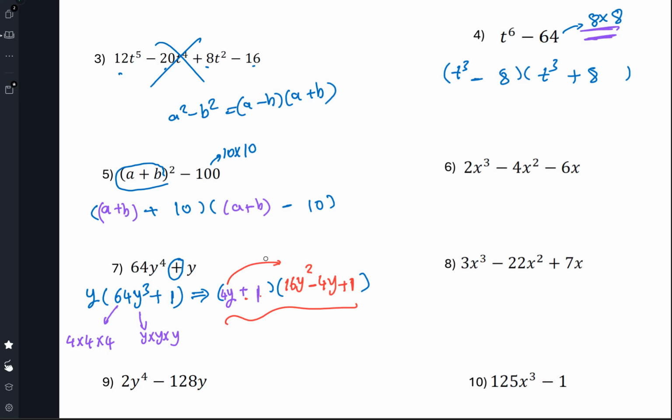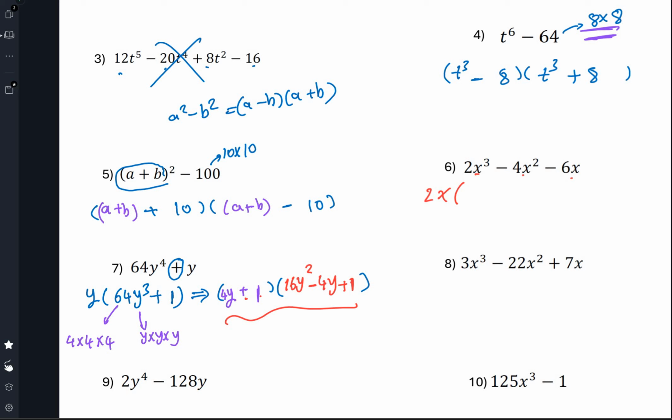Alright, let's solve question 6. Students, question 6. As you can see, this is a trinomial. When you have a trinomial, think about two brackets. And check, as you can see here, this one has x, this one has x, this one also has x. Factor x first. When you have 3 terms, factor x. Also, students, 2, 4, 6, all 3 are divisible by 2. So factor 2 also, 2x.